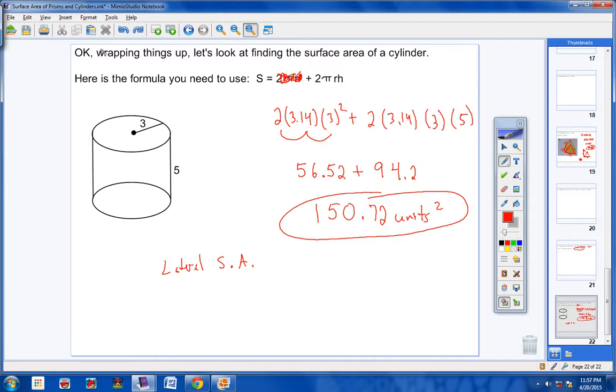Please make note of this in your notes. I'm trying to help you and make this as easy as possible. So if I ask you to find the surface area, then you use the entire formula. This whole thing. If I ask you to find the lateral surface area, then cross this off. This is all you need, and that will be the formula to give you the lateral surface area.